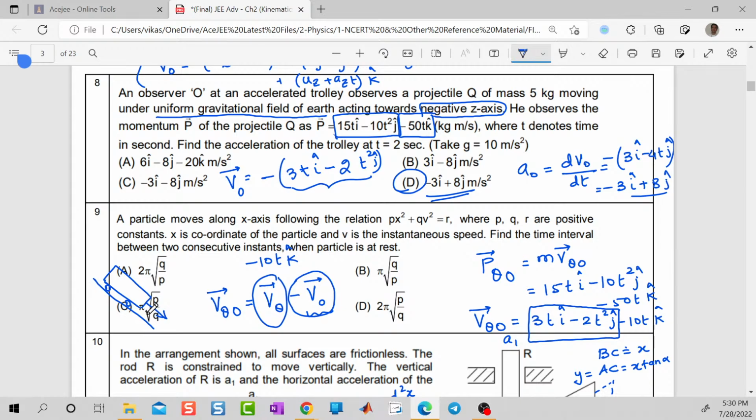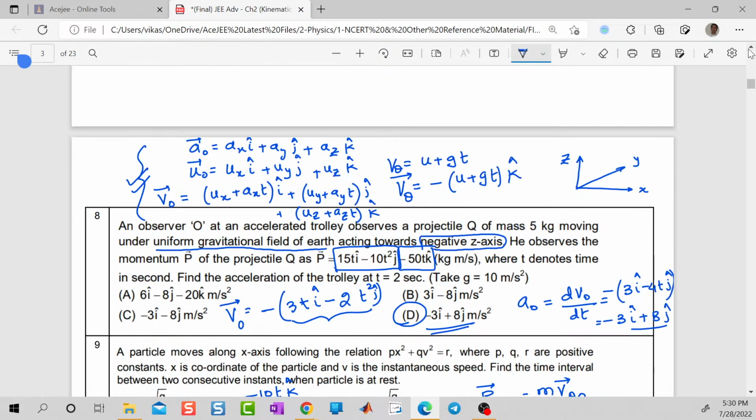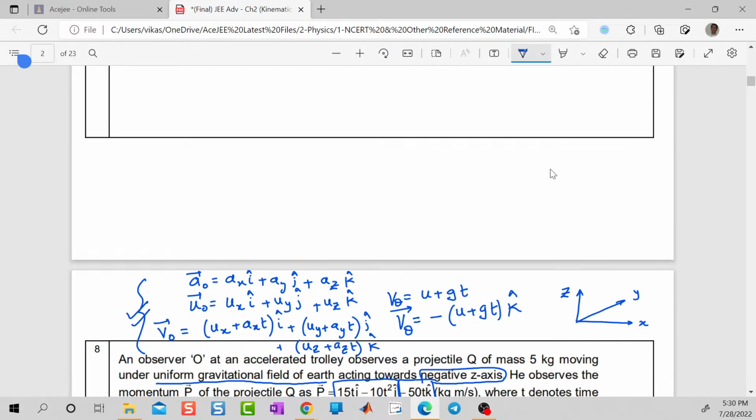Sure, let's actually investigate what you're saying. You're saying that the gravitational force is mg, which means the acceleration is g, right? Now, besides this, there is a pseudo force. We don't know the direction of the acceleration of the trolley, but whatever the direction, there will be an opposite force. Let's say it is in x, y, and z.